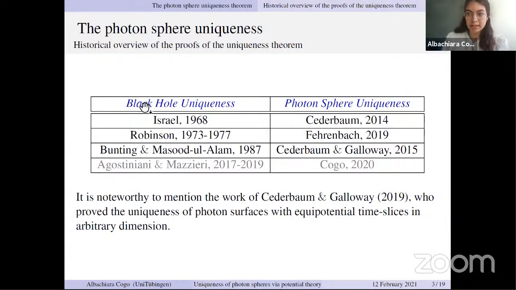So the black hole uniqueness theorem is almost the same statement, replacing photon sphere with black hole horizon. And so these adaptations were made by Cederbaum, Fehrenbach, Cederbaum and Galloway, adapting the proofs of Israel, Robinson, and Bunting–Masood-ul-Alam. And what we have tried to do is to consider the potential theory developed by Agostiniani and Mazzieri and apply it to our photon sphere uniqueness.